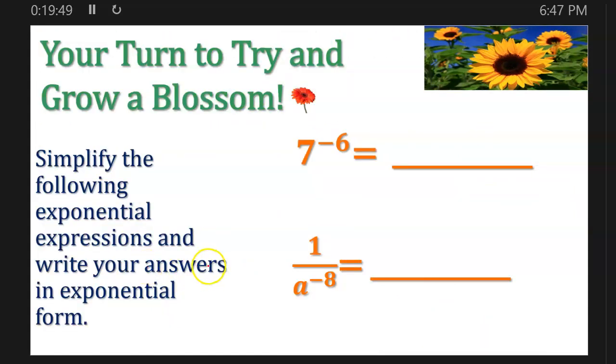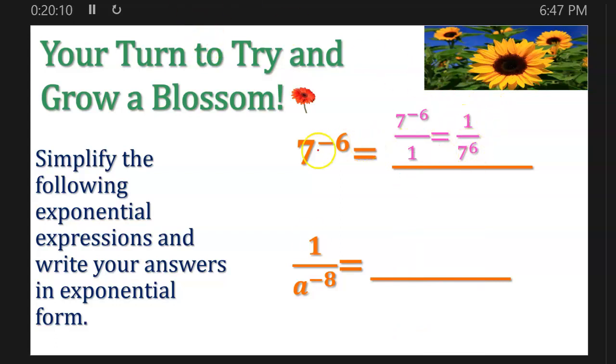Okay, now it's your turn to try and grow a blossom. So simplify the following exponential expressions and write your answers in exponential form. So go ahead and pause, and I will count to 3 and see if we can answer these on our own. 1, 2, 3. Okay, so the first one here, the answer is going to be 1 over 7 to the 6th power.